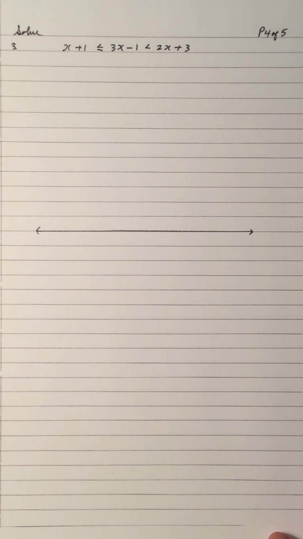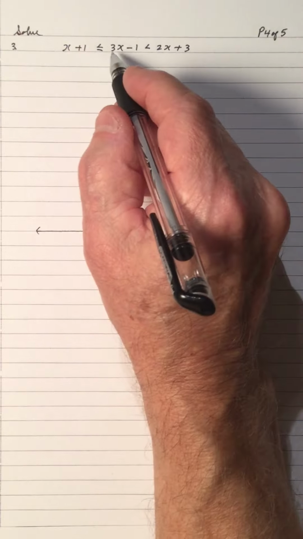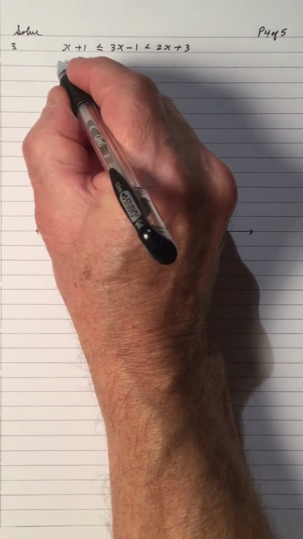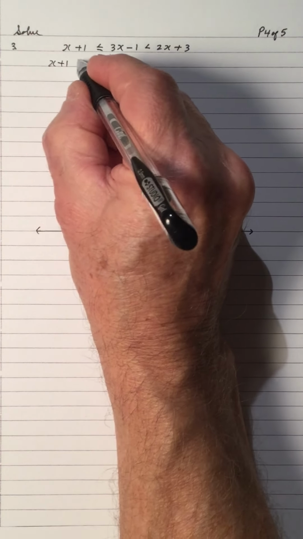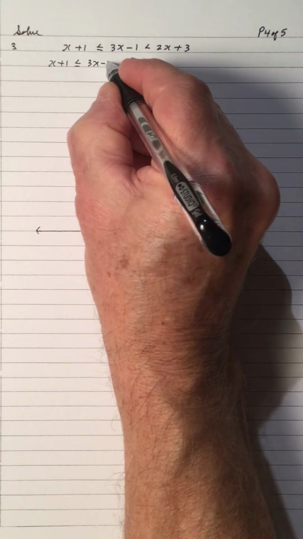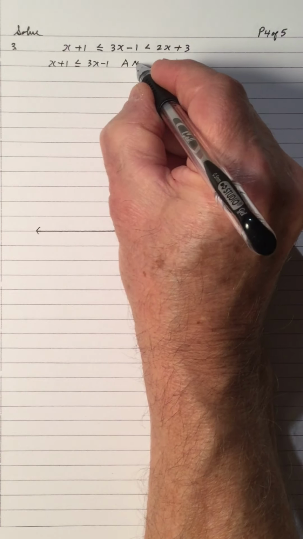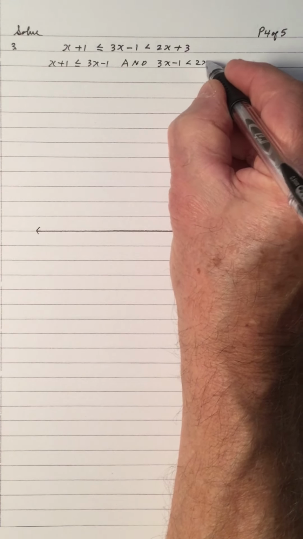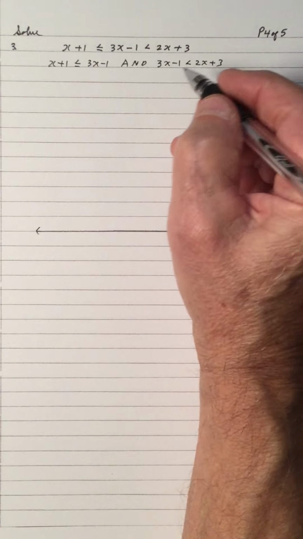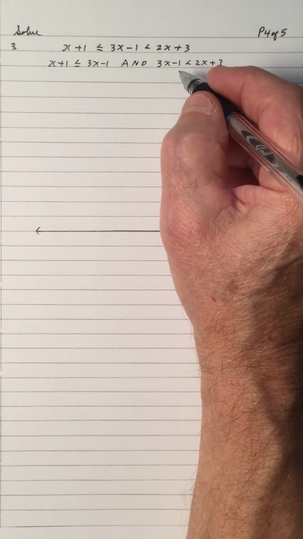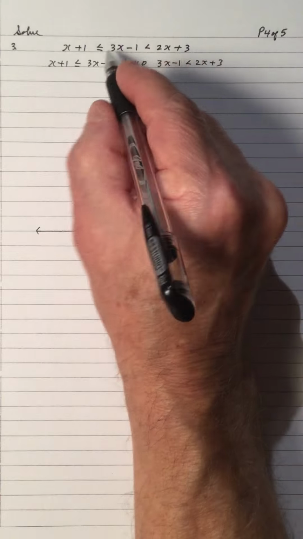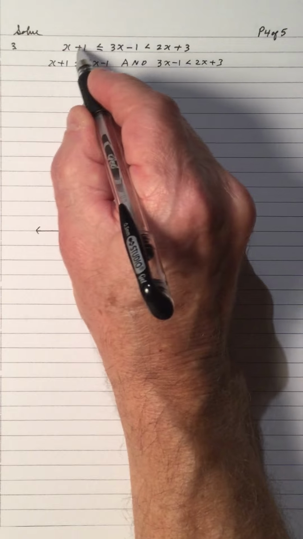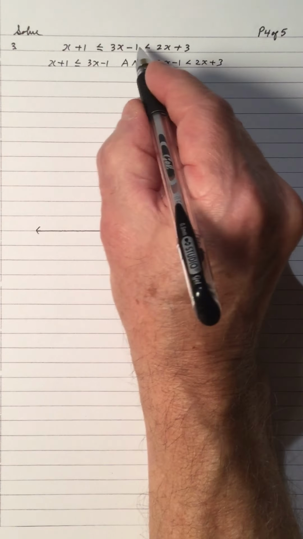Let's look at another one, a little bit different. It's x plus 1 less than or equal to 3x minus 1 less than 2x plus 3. So we go x plus 1 is less than or equal to 3x minus 1, and 3x minus 1 less than 2x plus 3. So notice there's an and here, and because we're looking for the numbers that will fit in this inequality with this one, there's an and between these two.